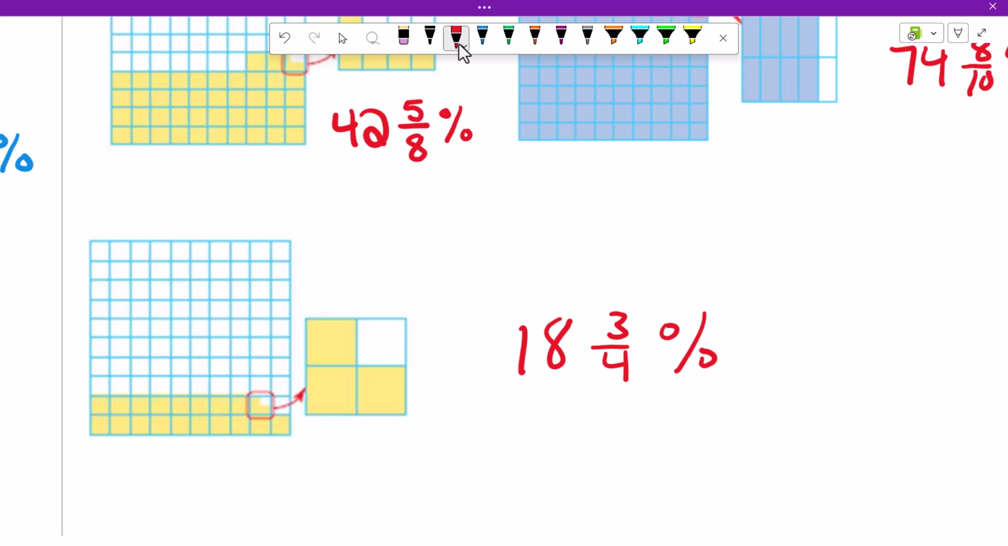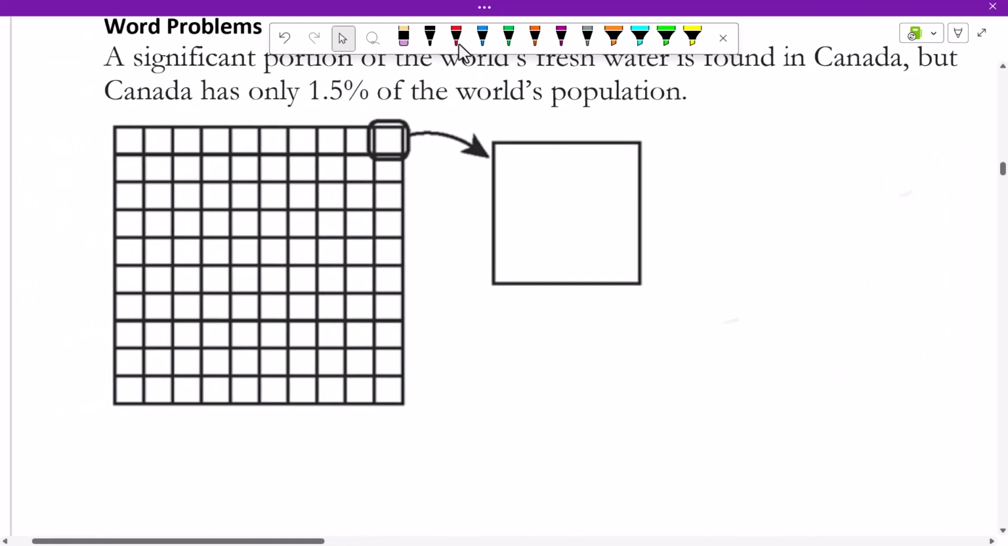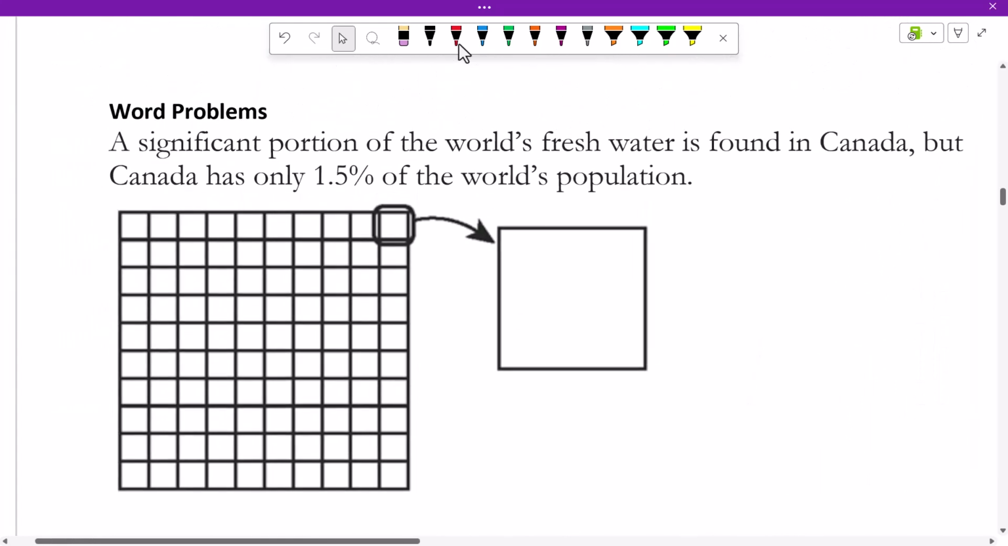Okay. So, next level of difficulty is making your own tiny square. A significant portion of the world's fresh water is found in Canada. But Canada only has 1.5% of the population of the entire world. Let's draw this out. How many full boxes would we have? 1. That's where we get this from.